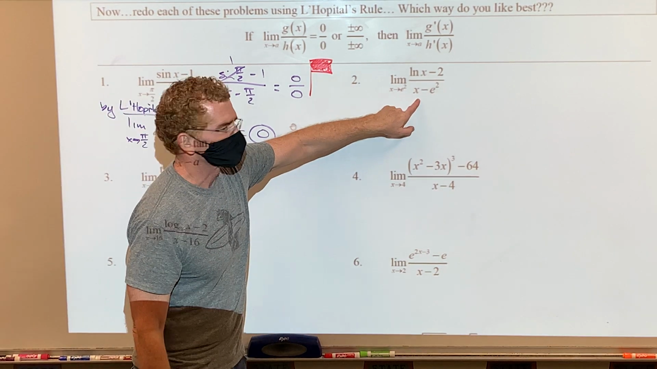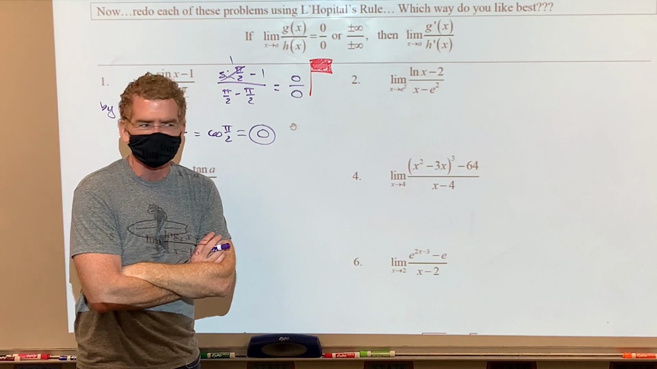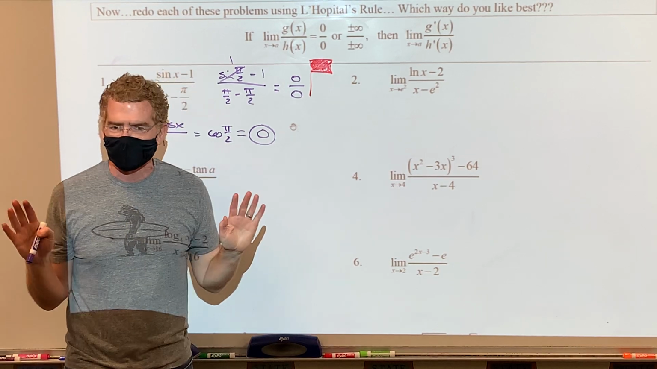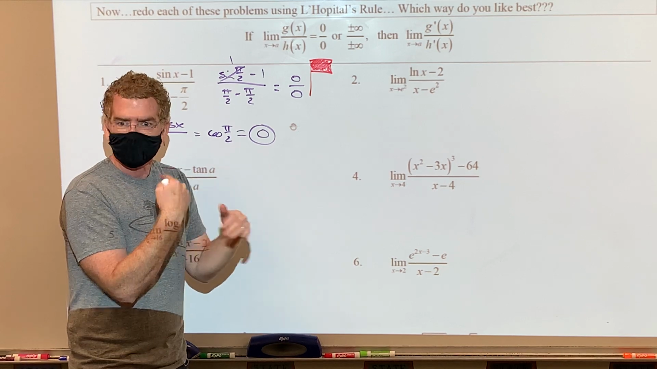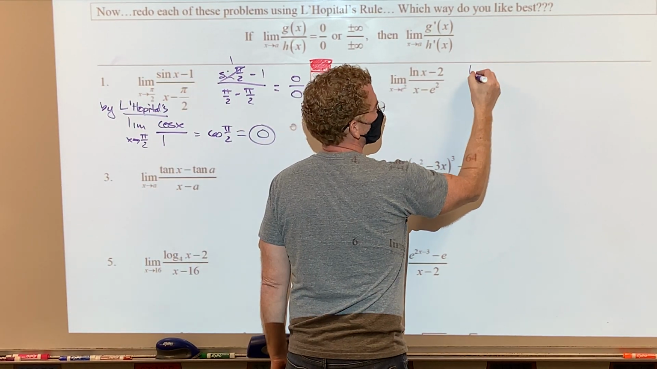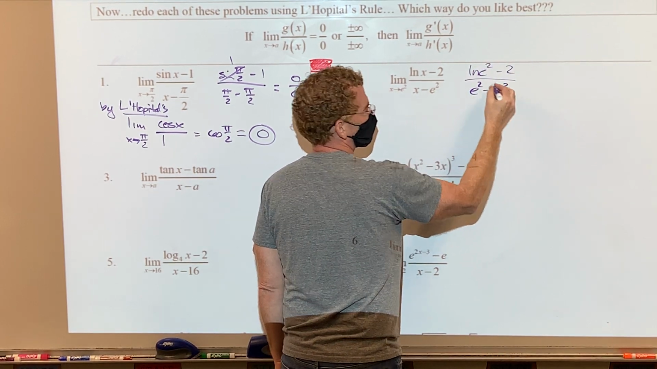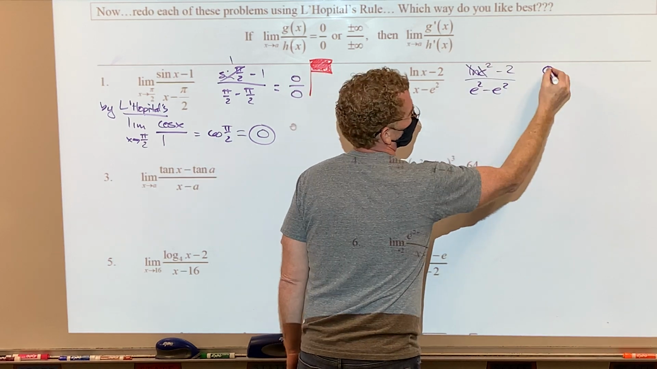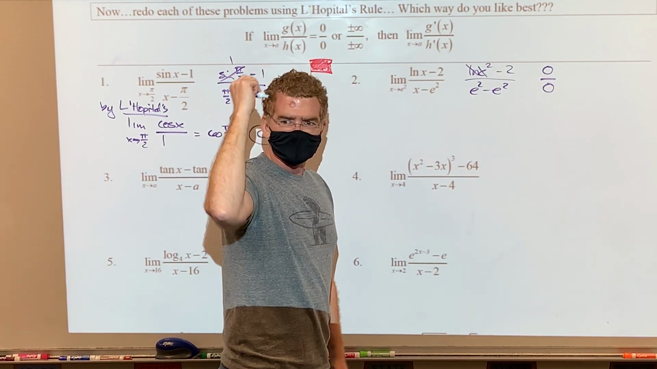What about this one? You look at this on your test and you go, oh man, why did you keep giving me these limit problems? It doesn't matter. We just did this problem a second ago using that limit definition and undoing it. But watch, plug an e squared in there. ln of e squared minus 2, e squared minus e squared, ln of e squared is 2, up, 0 over 0. What happens? Red flag, right?